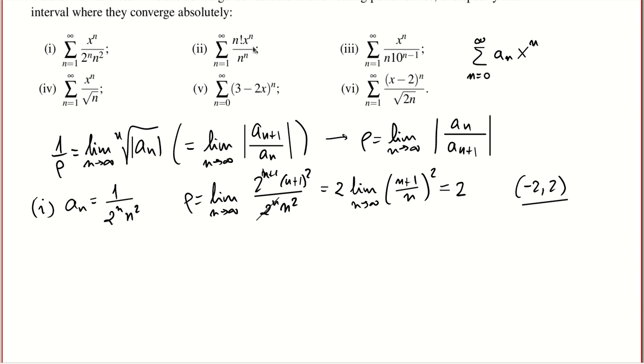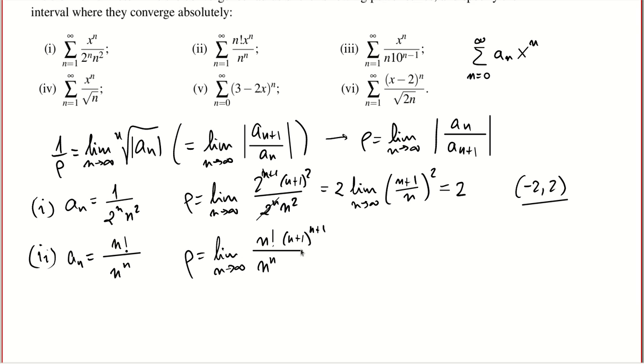Let's go to the second, this one here. Here we have a_n equal to n factorial over n to the n. So the radius of convergence according to this is equal to the limit of n factorial over n to the n, times (n+1) to the (n+1) over (n+1) factorial. Okay. n factorial divided by (n+1) factorial is just n+1 in the denominator. Okay, and let me write it.